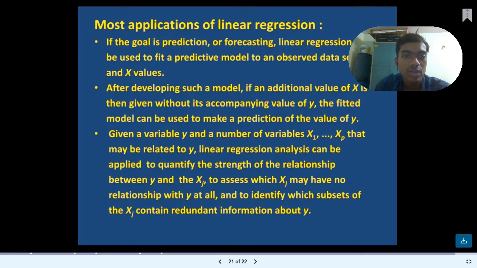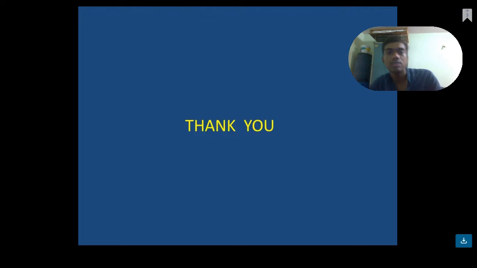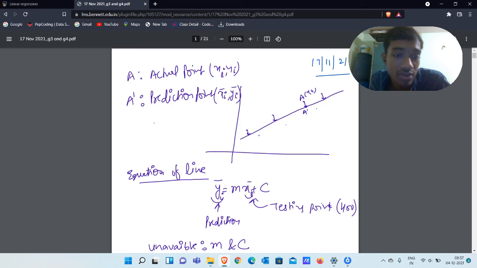Given a variable y and a number of variables x1, x2 till xp that may be related to y, linear regression analysis can be applied to quantify the strength of the relationship between y and the xj, to assess which xj may have no relationship with y at all, and to identify which subsets of xj contain redundant information about y. And that's all in the PPT. So now we'll look at a question and how we're going to solve it.